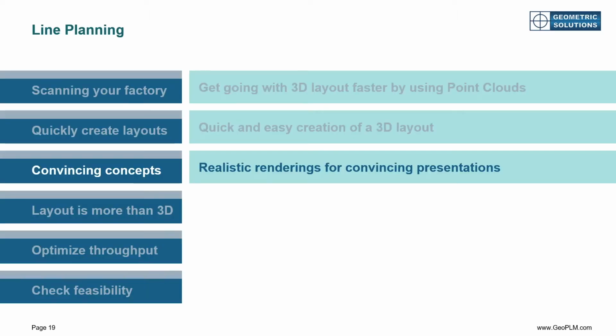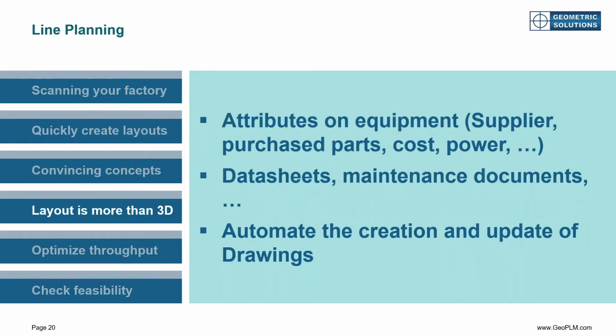Okay, so convincing concepts, we just talked about that, showed you that. But I want to talk about layouts and the way that line design works and how it's more than just 3D, right? So we can put attributes on equipment. Who the supplier is that supplies it. Is it a purchase part, a make part, cost, power consumption? Weight if that makes a difference. I can put in data sheets and maintenance documents in there and automate the creation and update of drawings. So we're going to show you this here.